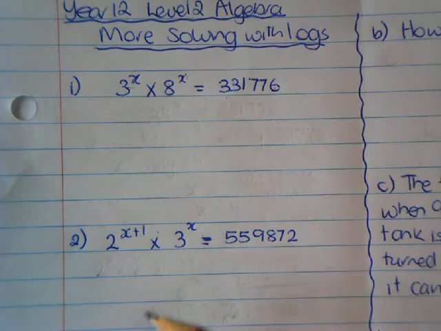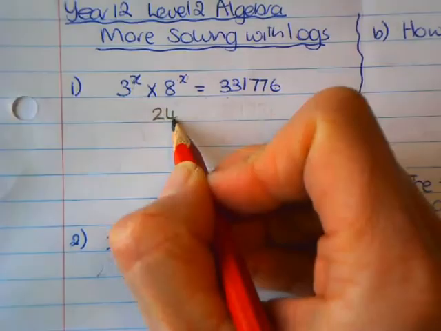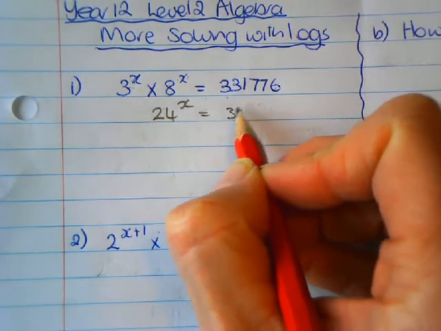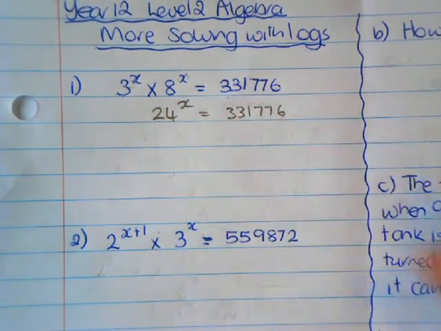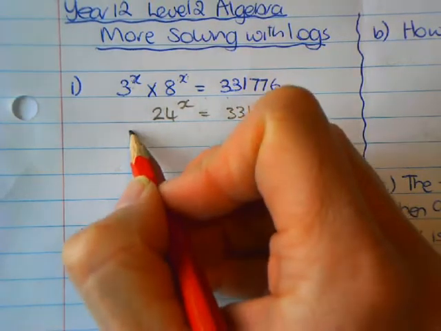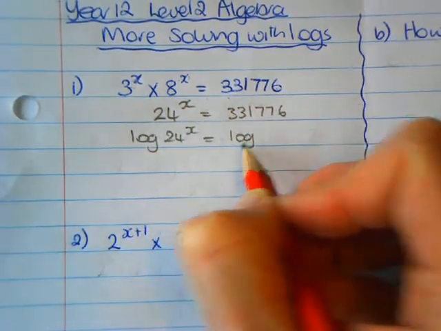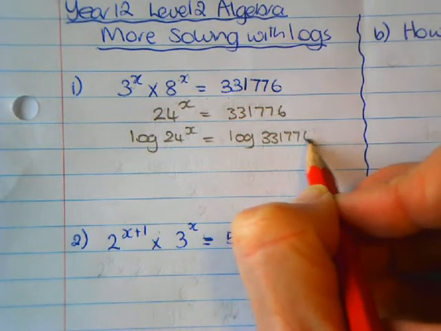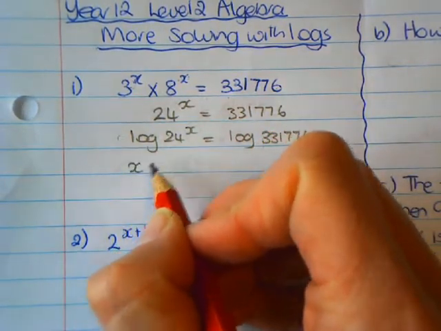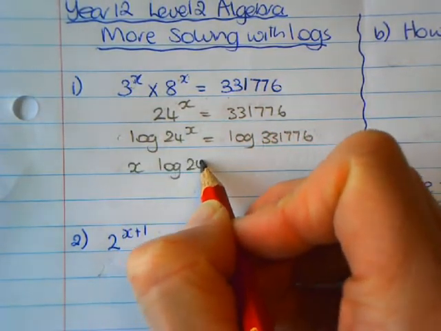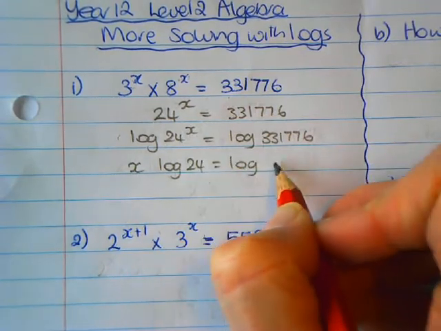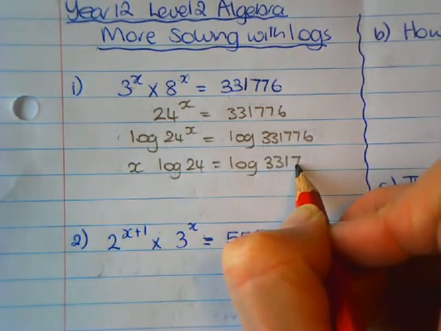331,776. These powers are the same, so we're allowed to simplify this to 24 to the power of x equals 331,776. And here's where we take the log of both sides. Log 24 to the power of x equals log 331,776. Now that power can fall down the front. x log 24 equals log 331,776.